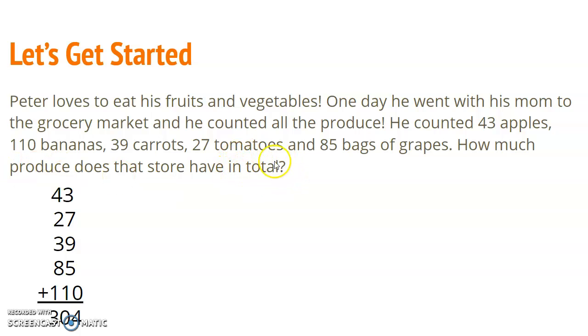So, key words. The question it's asking is, how much produce does that store have in total? And I see a key word there, in total. That's going to tell me that I am going to be adding all of these numbers together. So you can see right here, I listed the numbers to help me add them together: 43 plus 27 plus 39 plus 85 plus 110. When you add all that together, you get 304. So that store has 304 items of produce in total.